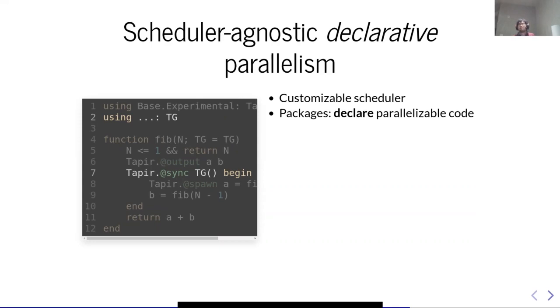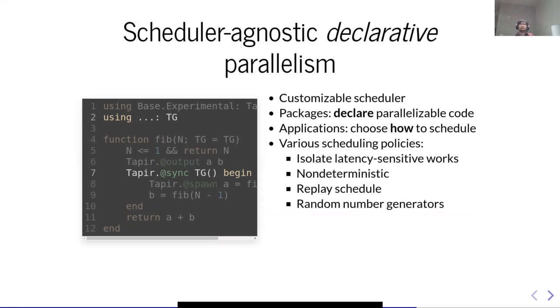For example, maybe you'd want to isolate latency sensitive tasks from throughput oriented tasks, or maybe you want to get the result as soon as possible and don't care too much if the result is slightly non-deterministic. Or maybe you want to debug the behavior of a non-deterministic scheduler by replaying the scheduling decisions. Also, all these aspects interact with how you'd want to use a task local random number generator.